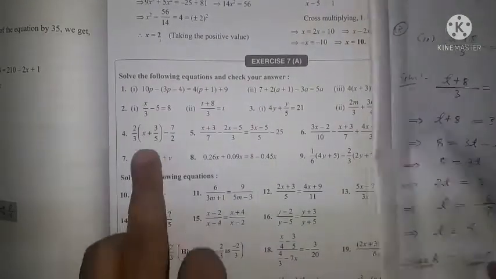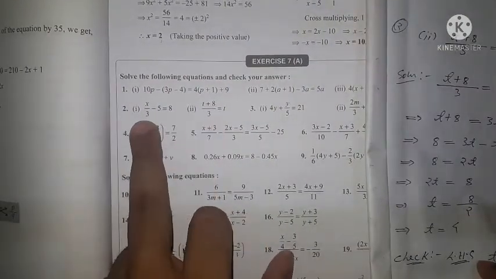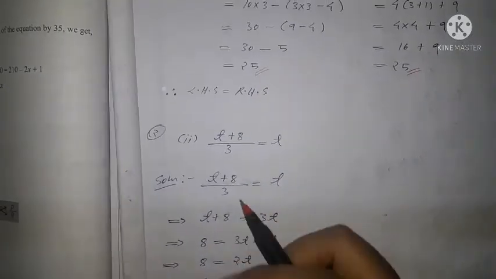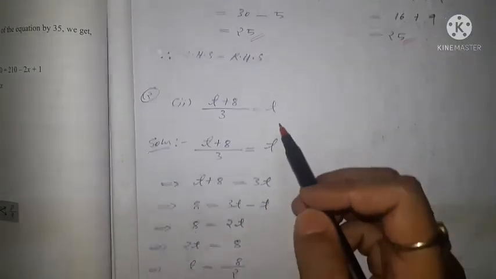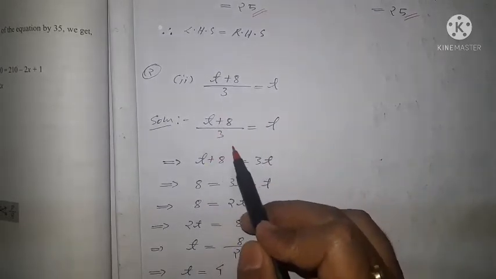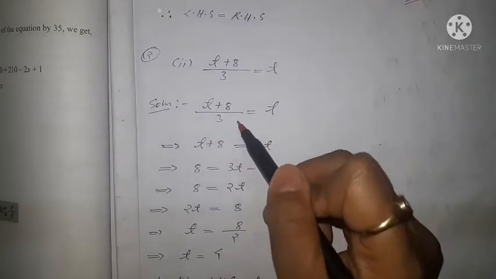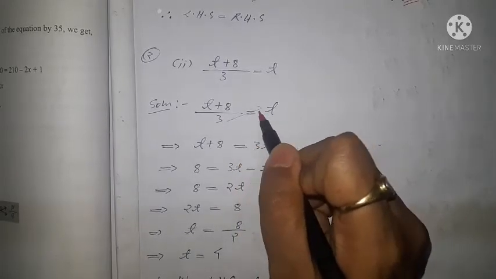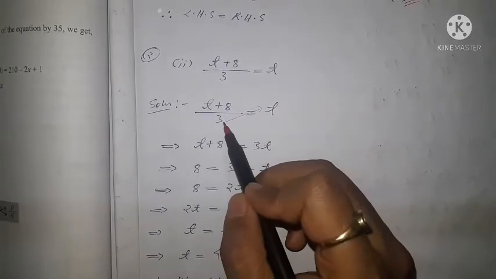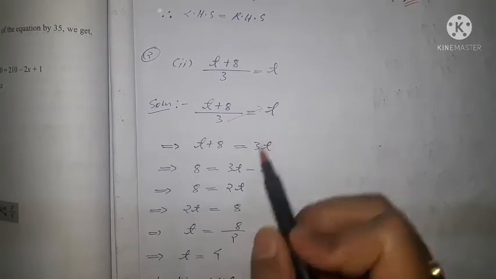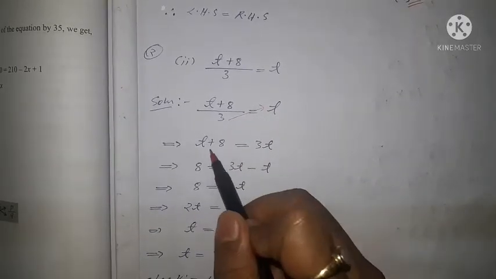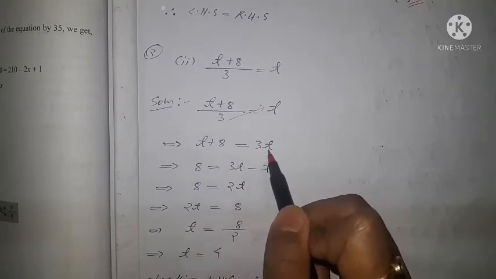So let's move to question number 2, Roman number 2, that is t plus 8 whole divided by 3 is equal to t. If 3 is divided on this side, when it moves to the other side it becomes multiply. So 3 into t is 3t. So t plus 8 is equal to 3t.